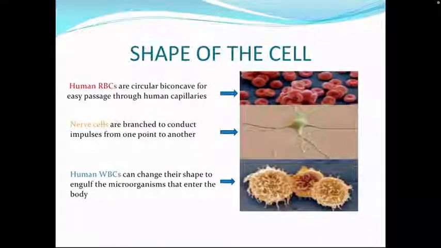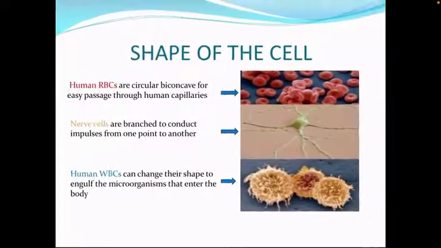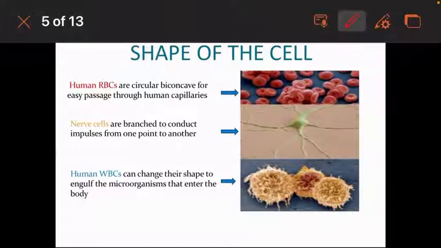Now if we talk about the shape of the cell, then they are of various shapes. According to their function, they change their shape. For example, human RBCs are circular biconcave in shape. Why? Because it helps them to pass easily through the human capillaries, the blood capillaries. So their shape is circular biconcave.